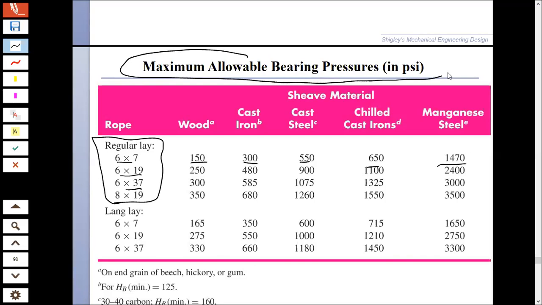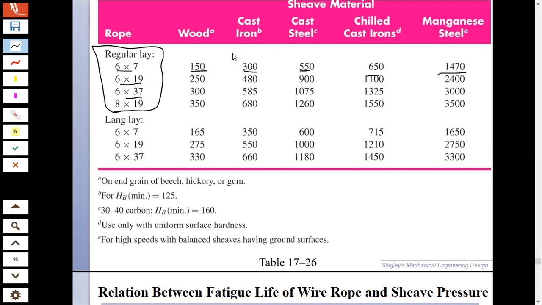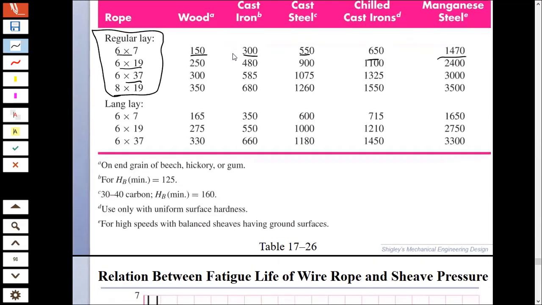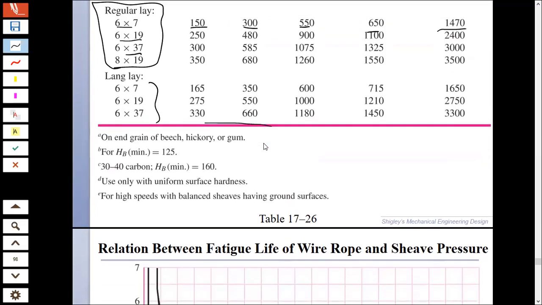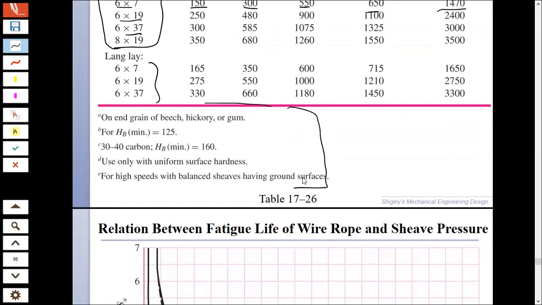So when you design it, this is what you are going to look at: if it is increasing beyond this, then your design is not going to work. You will consider this bearing. Similarly, for lay, again you have these values over here in this table. Please do not forget to read the footnote with all these tables.